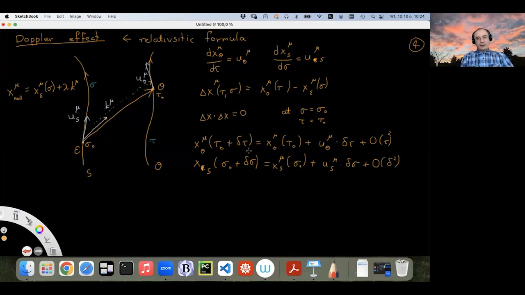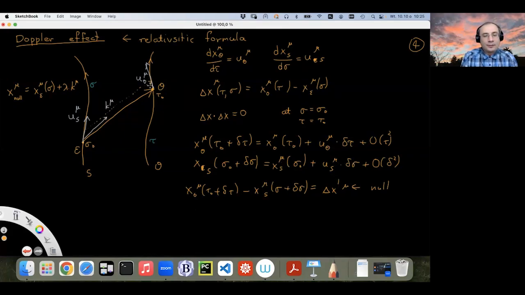We assume that after a short while there's another null straight line connecting these two world lines. So we assume that x_observer^mu of tau zero plus delta tau minus x_source^mu of sigma zero plus delta sigma, which I will call delta x prime^mu, is still null. What I would like to do right now is to write the condition for this to remain null. I'm only interested in the linear terms in the time flow, because I just want to see how the proper time will change along the world line of the observer and how it will change along the line of the source.